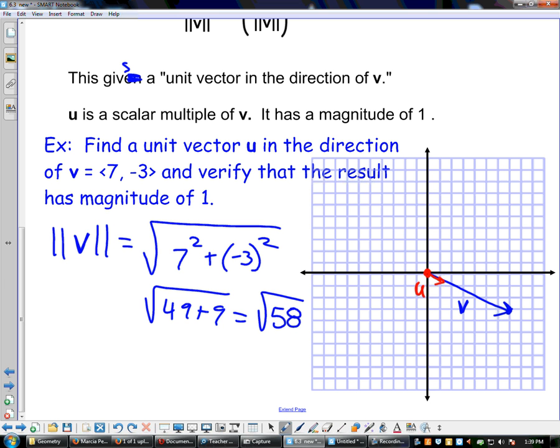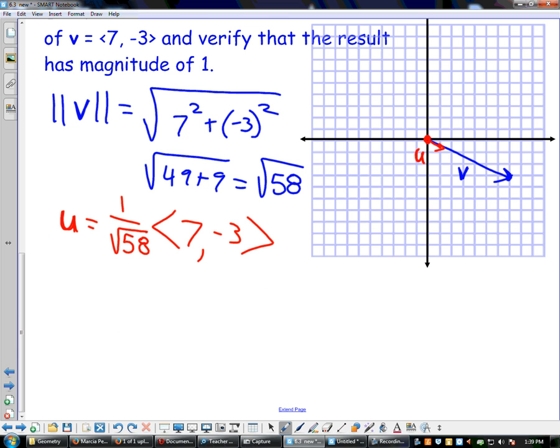All right, and we are going to find the unit vector then. Unit vector u is equal to 1 over the square root of 58 times my original vector v, which was 7, -3. So my unit vector is going to be 7 over the square root of 58, comma, -3 over the square root of 58. That's our unit vector. It goes in the same direction as vector v, but it has a length of 1, or a magnitude of 1.